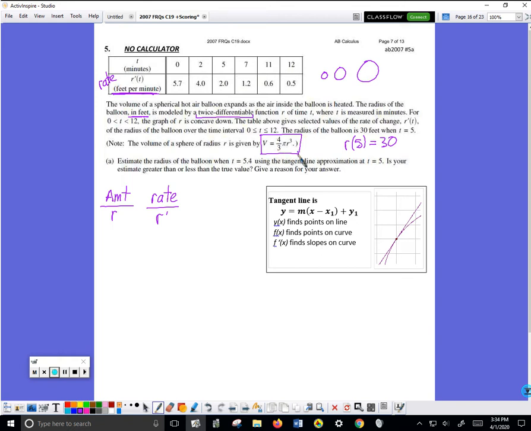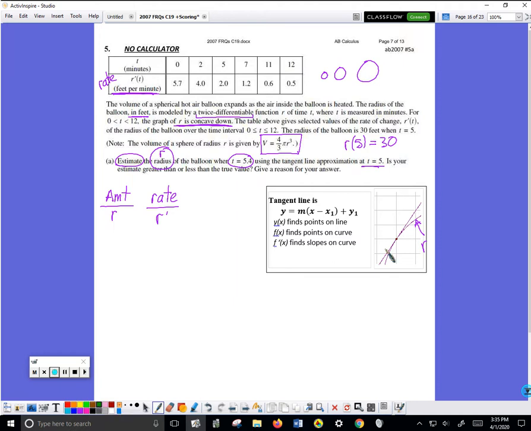Estimate the radius of the balloon. So estimate r at this time. So I'm trying to find r. Keyword estimate. Using the tangent line approximation at t equal 5. Okay, as soon as I read that, I know I'm going to be using this picture. The curve is going to be r. So this picture makes sense because r is going up. R is getting bigger. Oh, but it says right here r is concave down. So a more accurate picture would be something, oh no, actually this is fine. So this is r being concave down, so we're good there.